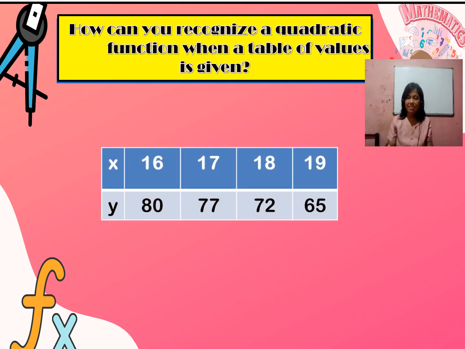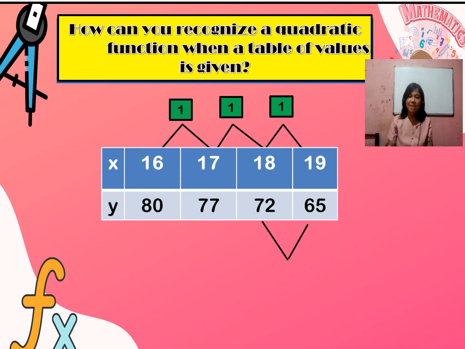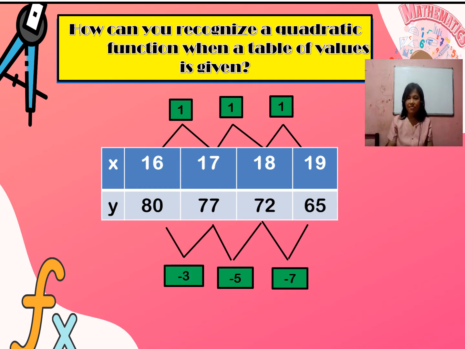Meron pa tayong isa pa. So, 16, 17, 18, and 19, sabi ko sa inyo, pag magkakasunod, ibig sabihin nun, 1 yung kanyang difference. Okay? Dahil 1 yung difference, so we can proceed with the y differences. Okay? 65 minus 72, that is negative 7. 72 minus 77, that is negative 5. 77 minus 80 is negative 3.